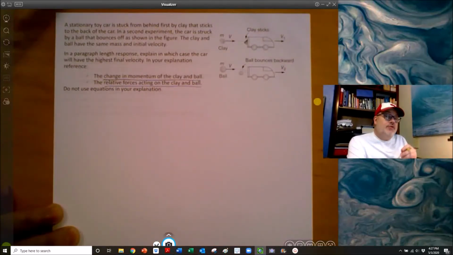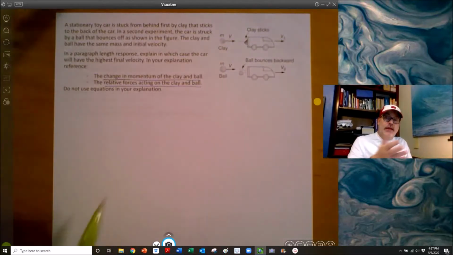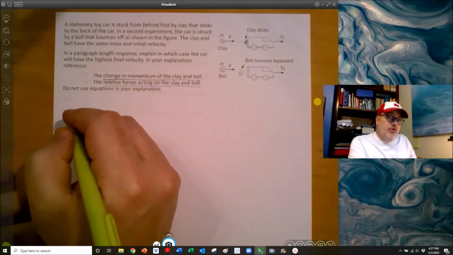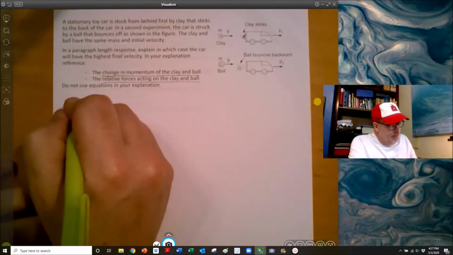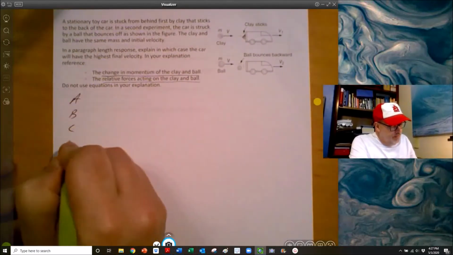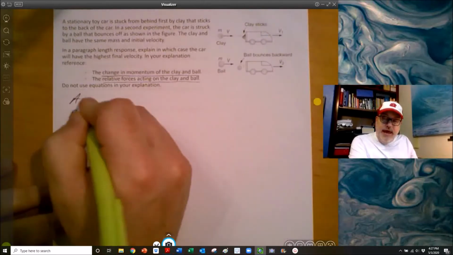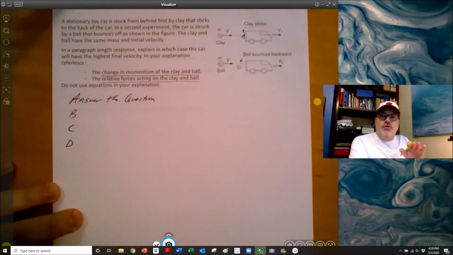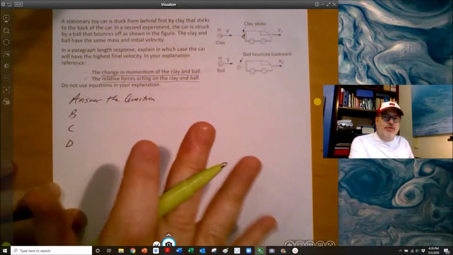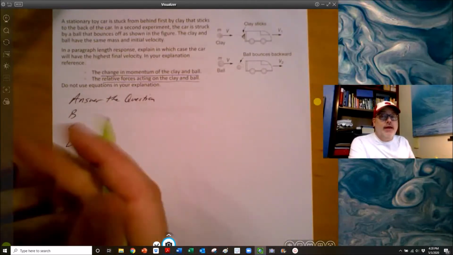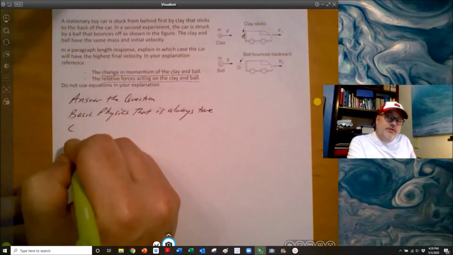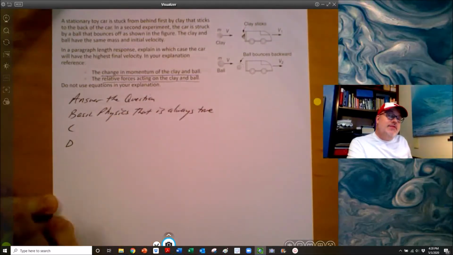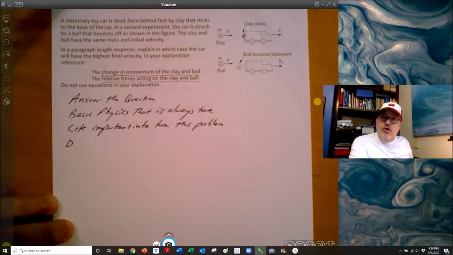So we have to make sure we mention those things and explain using those, or otherwise we won't get full credit. So remember, when we're doing paragraph length responses, A, B, C, D. A is answer the question. B is what's the basic physics that's always true. Doesn't matter about this question at all, but it's always true that applies here. C stands for cite the important information in this problem that's specific to this problem. And D stands for draw your argument together.